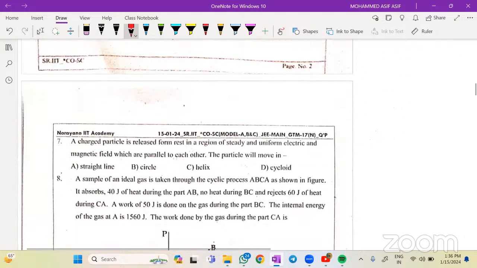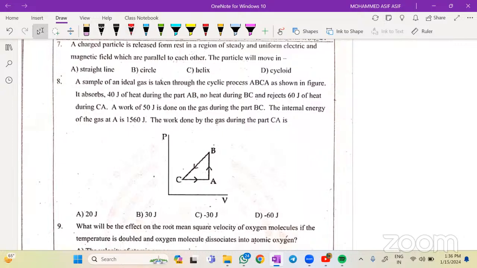Direct question. Next one. A charged particle is released from rest in a region of steady, uniform electric and magnetic fields which are parallel to each other. If both are parallel, then obviously it will move in a straight line.